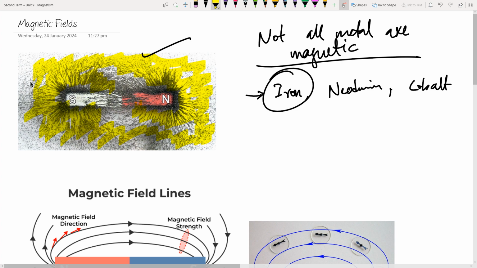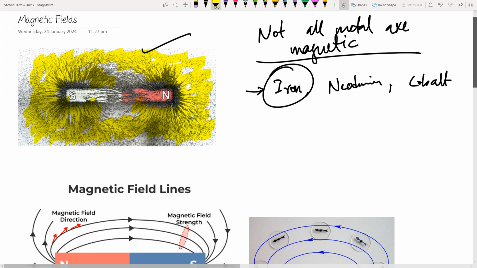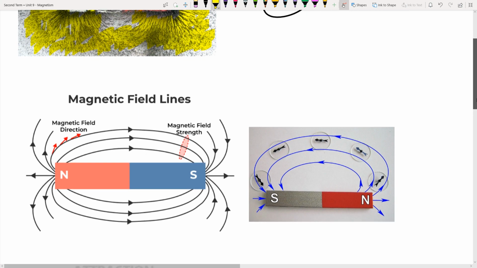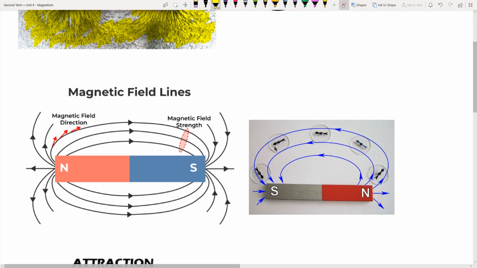So this area where the effect of the magnet can be felt or observed is what we call a magnetic field. Now, to identify a magnetic field, we use the compass. If you remember the compass, remember this pointy part is the north of the compass. Keep that in mind. And this part is the south.